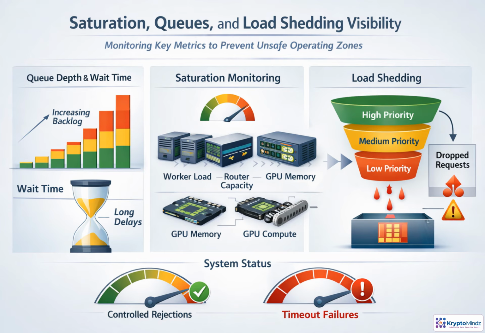LLM serving rarely moves from healthy to down in one step. It usually enters a danger zone first. Queues grow, wait time rises, batches fill, and GPU memory or compute approaches saturation. Queue depth tells you work is piling up, but wait time tells you what users actually feel. Watch saturation at every handoff: workers, routers, scheduler queues, model servers, and GPUs. When demand exceeds safe capacity, rejection should be intentional. Lower priority traffic should be shed first, with clear metrics by priority class. Controlled rejection protects the system. Silent timeouts are uncontrolled failure, and they deserve separate alarms.